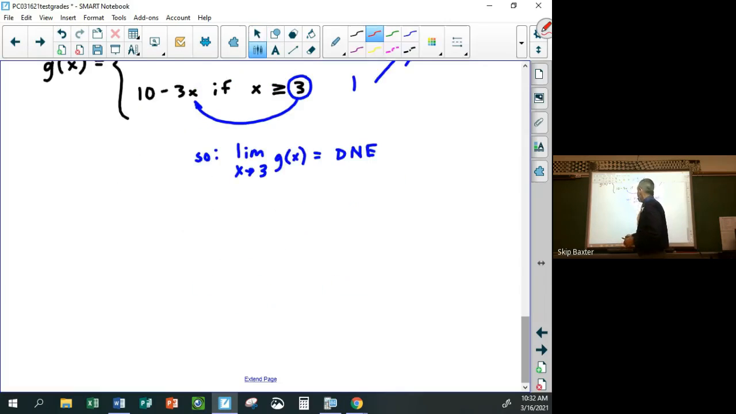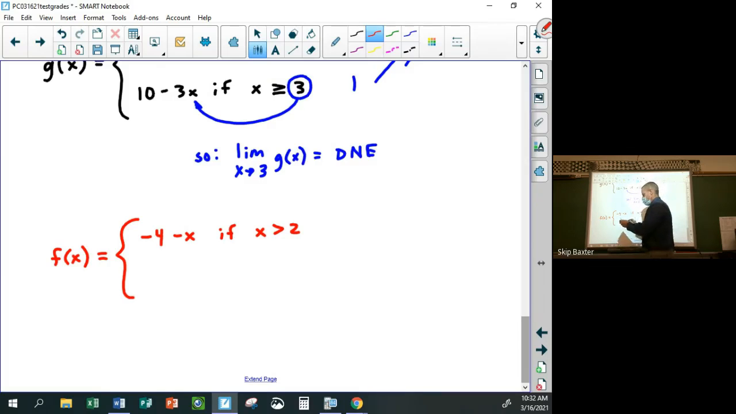Okay? Let's try another one. Suppose we have f of x equals pieces. Let's say it was something like negative 4 minus x if x is greater than 2, and x squared minus 10 if x is less than 2. So this one I arranged them differently, right? And notice I also didn't include 2 in either of these endpoints, right? 2 is not included here, and 2 is not included there.